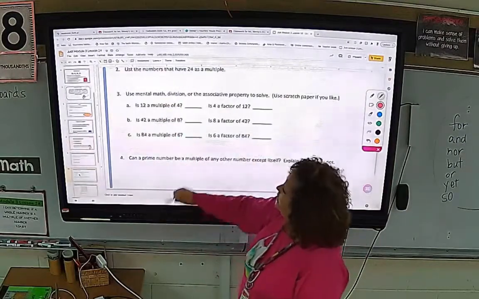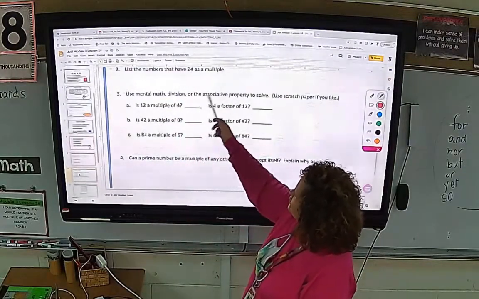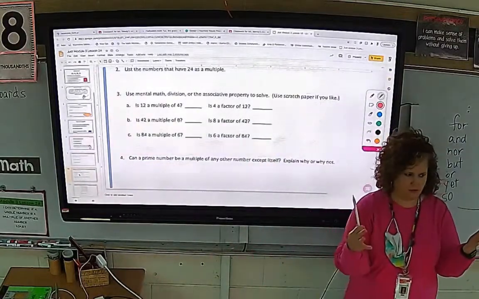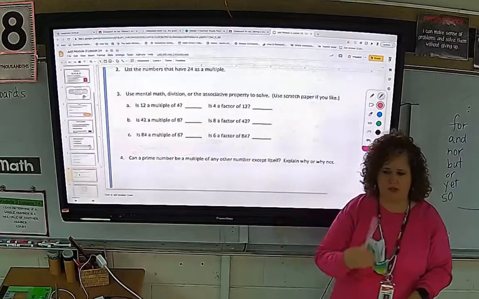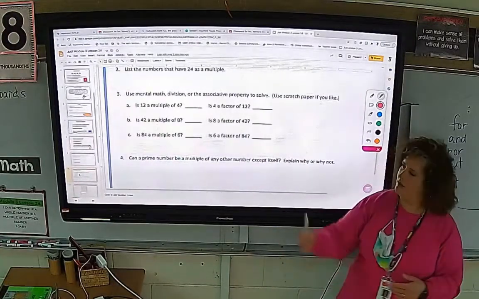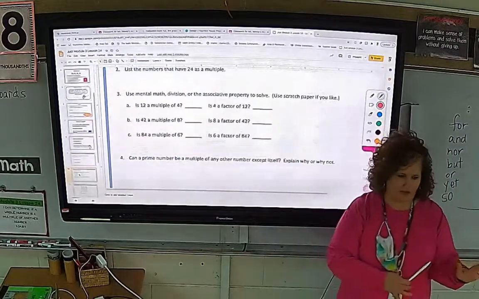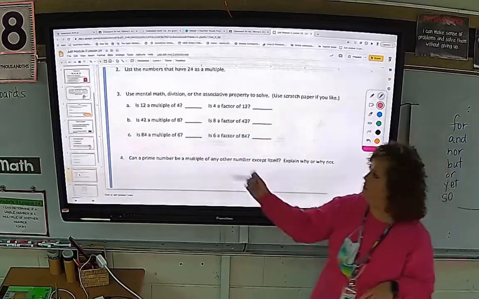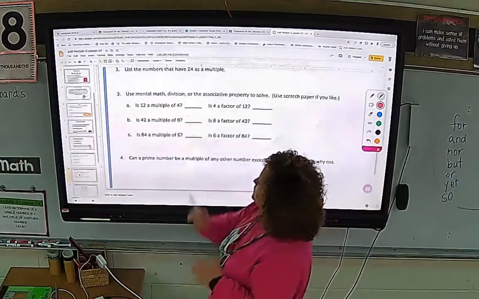Use mental math, division, or the associative property. I want to show you this right now while I've got your attention. The associative property is not a strategy that we have worked on in class. So when it mentions that, just ignore that for now. That may come up later. We have not done that. So your two strategies are mental math or division.